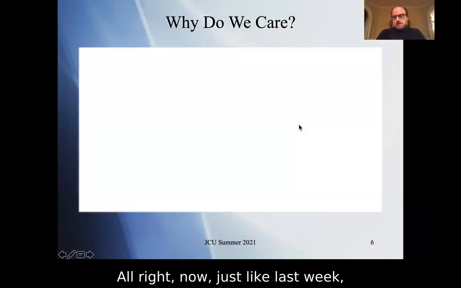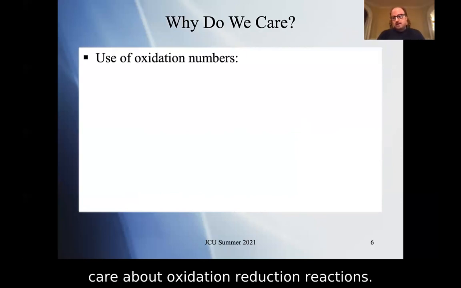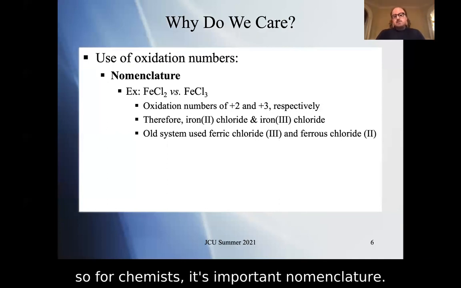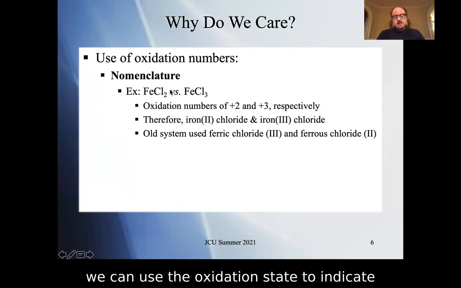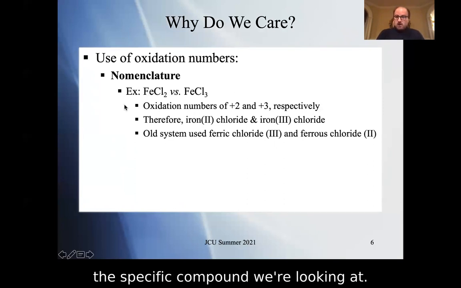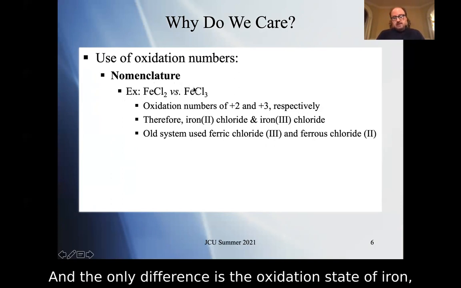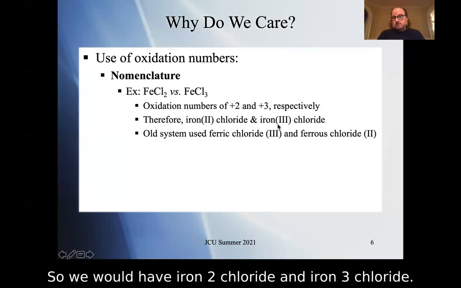All right, now, just like last week, it's important to put context here as far as why we actually care about oxidation reduction reactions. So where exactly we use oxidation numbers: for chemists, it's important in nomenclature, because in the names of molecules and compounds, we can use the oxidation state to indicate the specific compound we're looking at. Here we have 2 iron chlorides, and the only difference is the oxidation state of iron, and therefore the number of chlorides needed to balance out the charge. So we would have iron 2 chloride and iron 3 chloride.